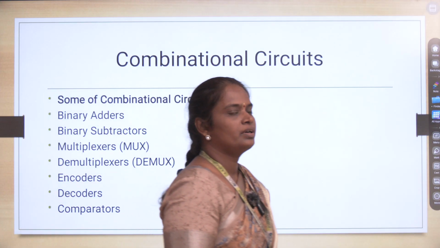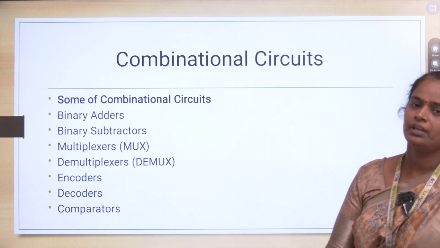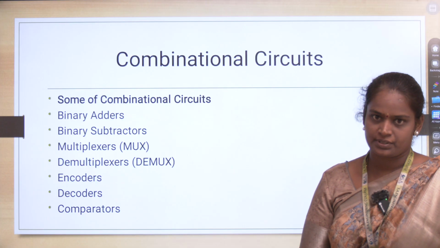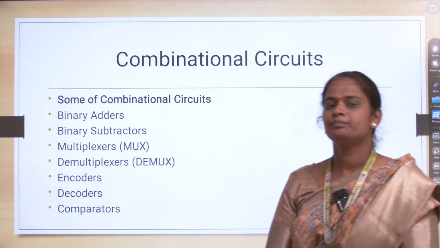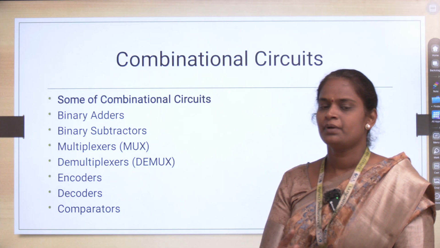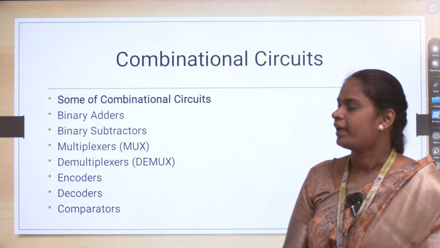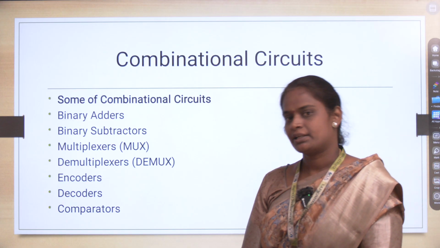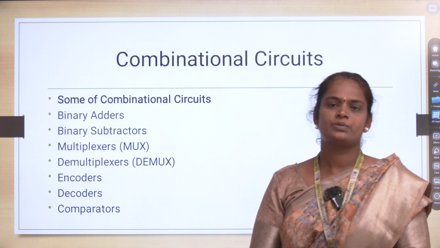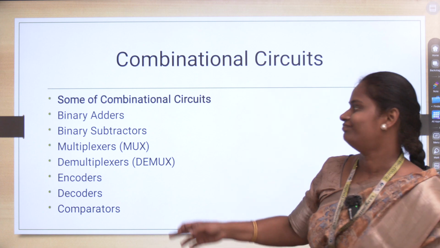Next, I have listed some of the combinational circuits, that is half adder, full adder, half subtractor, full subtractor, multiplexer, demultiplexer, encoder, decoder, magnitude comparator, all are examples of combinational circuits.